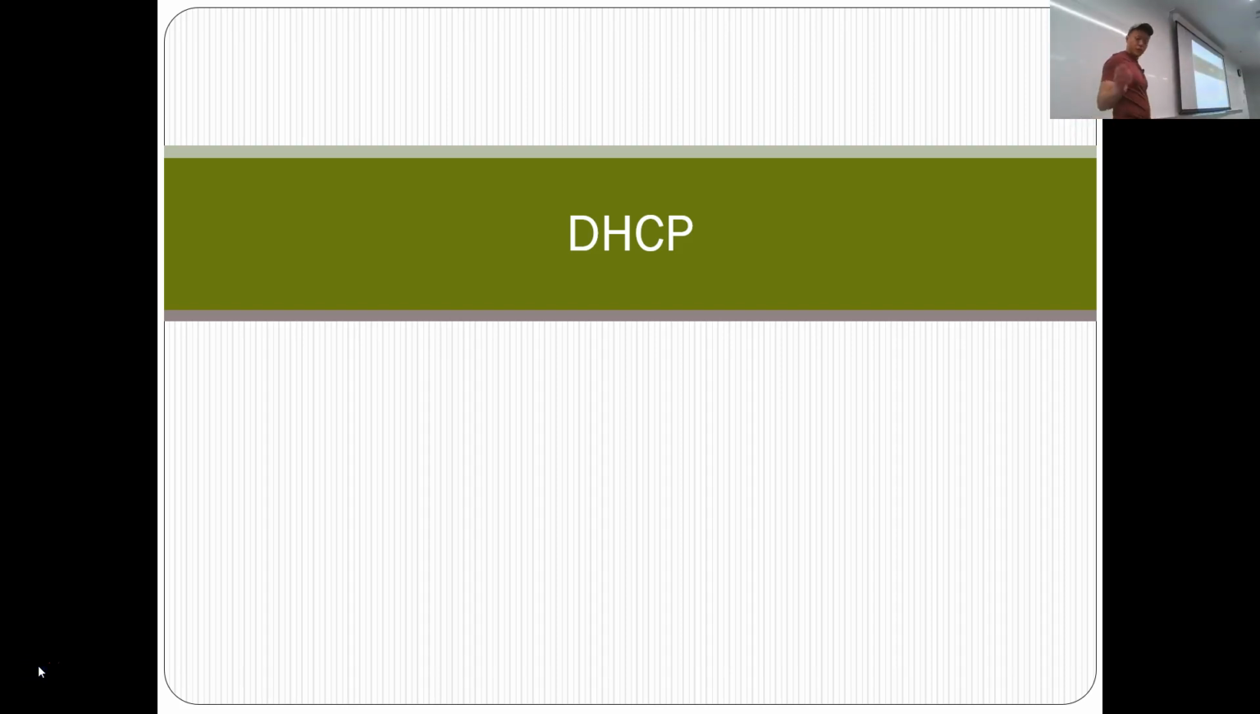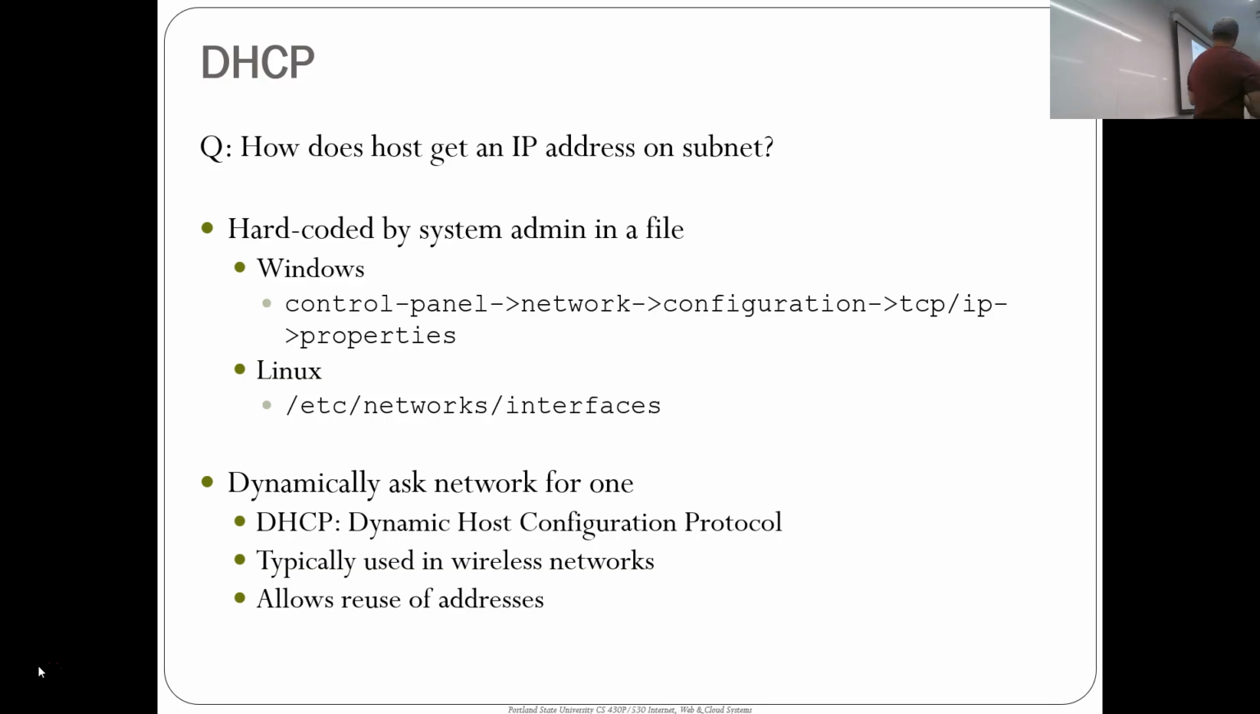Okay, so we left off on DHCP. We're just going to finish the link layer really quickly and then move on to the network layer. DHCP is the other significant layer 2 protocol. And it answers this question: how does a host get an IP address in a subnet?